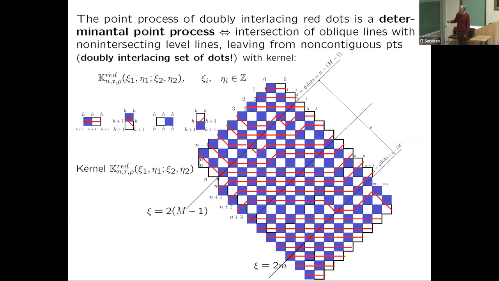I was a little impatient, but I drew a few cases here. So you take this, it intersects the level line here, level line there, level line here. So in fact, there are dots whose level always goes up by one. Each time you intersect a level line, you jump up by one, etc. And you show, it's not terribly hard, that this leads exactly to a double interlacing system of dots.